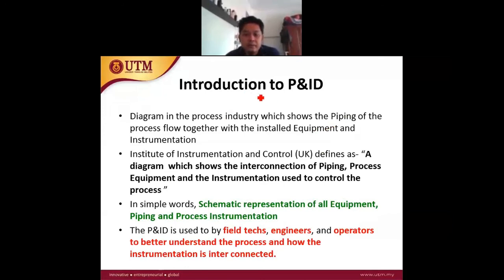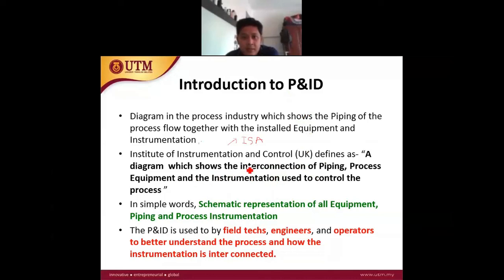So a P&ID is a diagram in the process industry which shows the piping of the process together with the installed equipment and instrumentation. Okay. So there is a body which provides the standard, for example, the Institute of Instrumentation and Control UK. Okay, so there are other associations like the International Society of Automation or ISA. Basically, they are working together to provide the standard for P&ID.